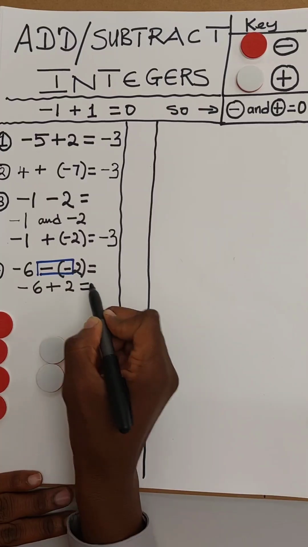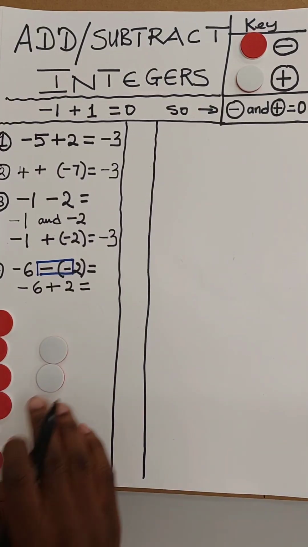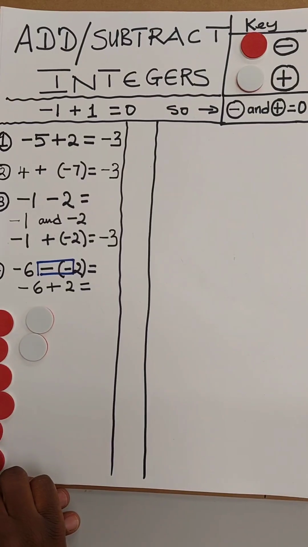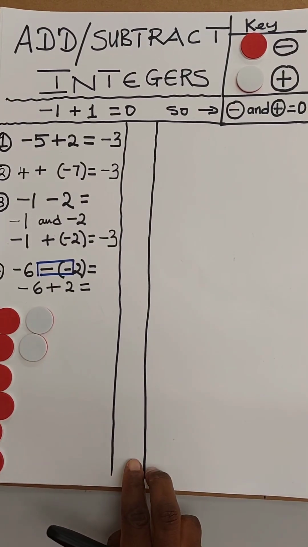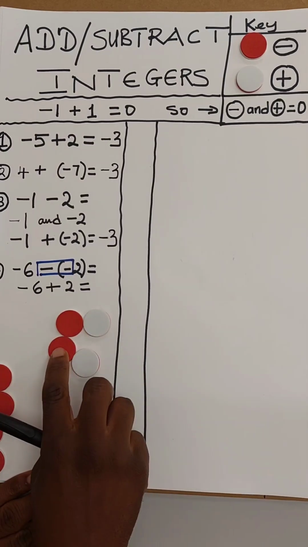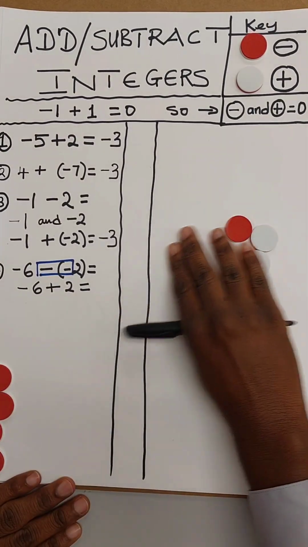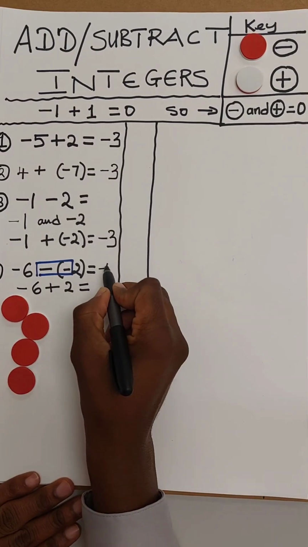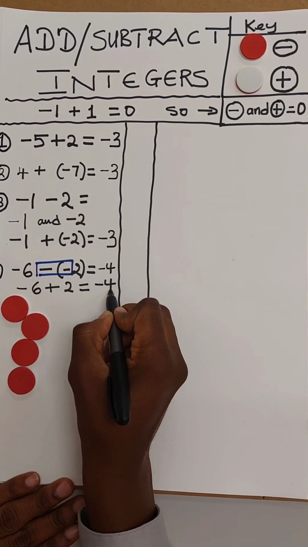Okay, that said, now we have positive 2 and negative 6. So we understand the rule, these are getting out because a red and a white, they get out. And so this is what is left, negative 4. Negative 4 is the answer.